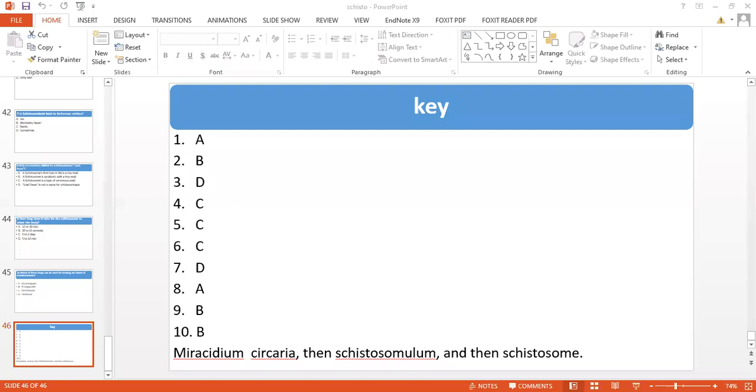What is the status of Pakistan? I have a question: what is the status of Pakistan regarding this disease? Anyone from the class? This disease is not endemic in Pakistan right now, but a few cases have been reported. But this is still not endemic.